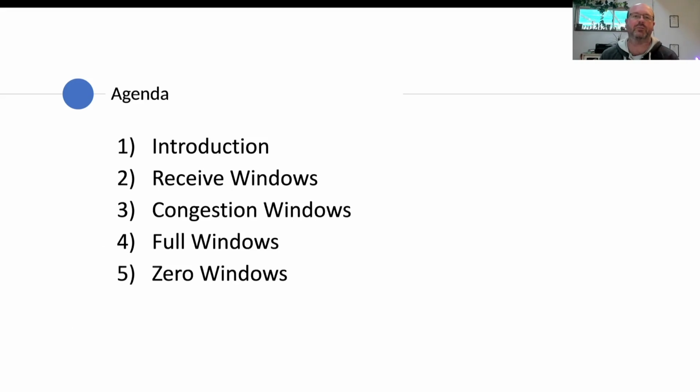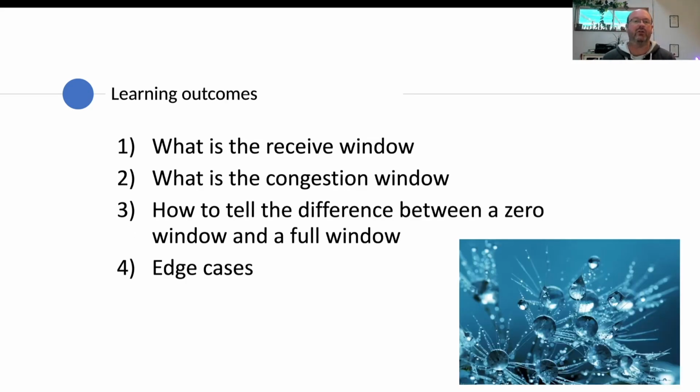So what I've got is a bit of a discussion around what the receive window is, what a congestion window is, what a full window is, and some demonstration. I've got some packets to go through as well, and what a zero window is and what that means and what you could look out for when that happens. At the end of this you're going to be able to identify where the receive window is, where the congestion window is, and if you can see it, how to tell the difference between a zero window and a full window and what that actually means, and some edge cases.